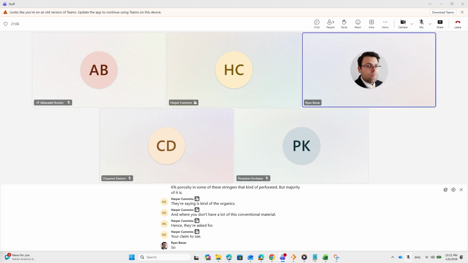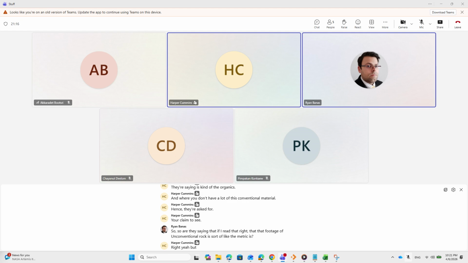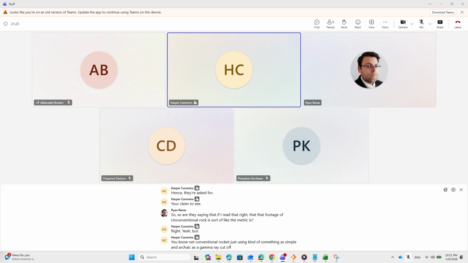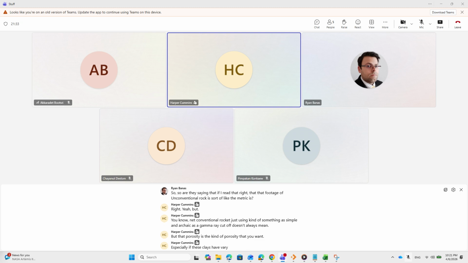So, if I read that right, net footage of unconventional rock is what the metric is? Right, yeah. But net conventional rock, using something as simple and archaic as a gamma ray cutoff, doesn't always mean that porosity is the kind of porosity that you want, especially if these clays have varying amounts of smectite. It always comes back to the smectite.